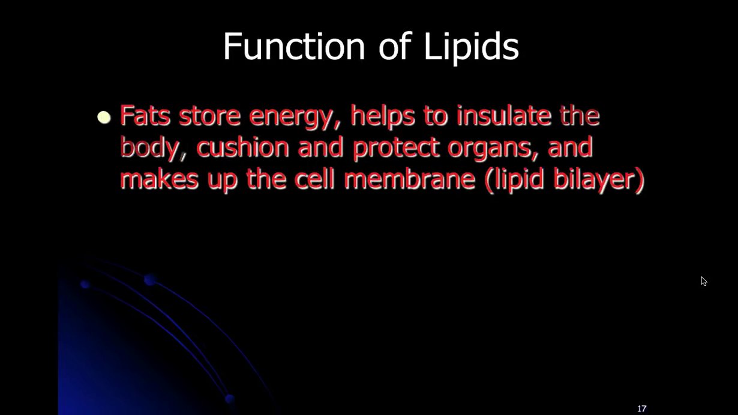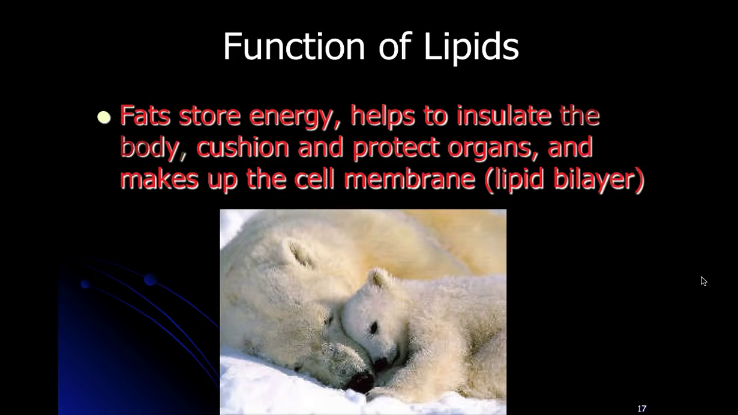So again, the function of lipids. Fat storage stores energy. This is our long-term energy storage. Helps to insulate the body. So if we think about the polar bear and the walrus, they live in the Arctic, so therefore they need that insulation. Cushion and protection. We have to have a thin layer of fat to protect our vital organs, and it also makes up the cell membrane of every cell in your body, or in every living thing on Earth has a thin layer around each cell that protects it, and that's made of fat. It's a lipid bilayer. So again, think of your polar bear for fat stores energy, helps insulate the body, and cushions and protects the organs.